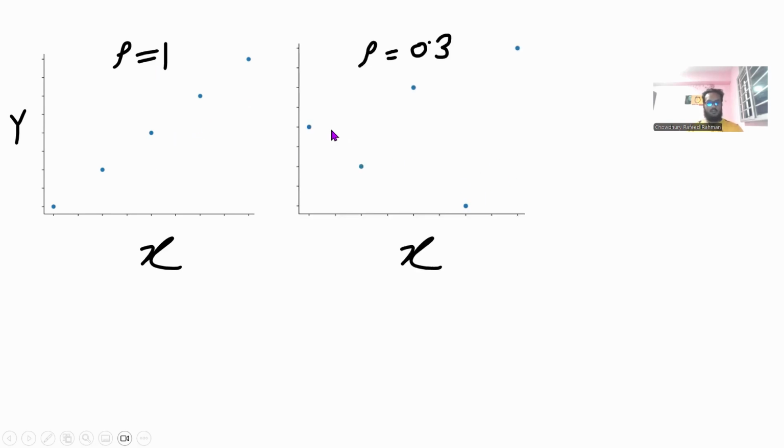This is another one here. The x and y aren't really that correlated. You can see that the points are scattered all over the place. So here the correlation coefficient is only 0.3, so weak correlation.